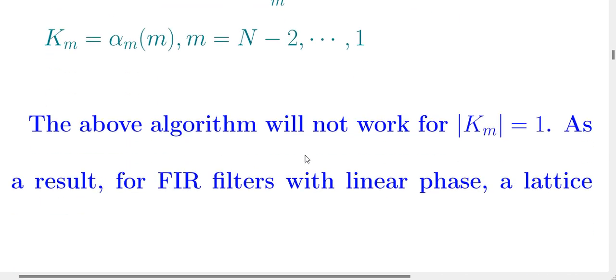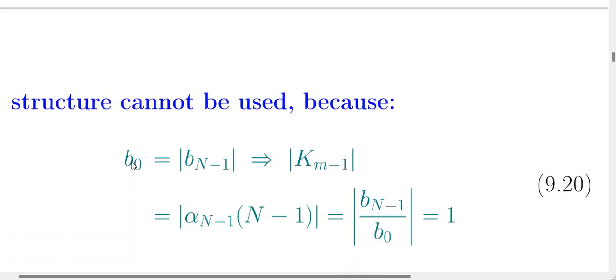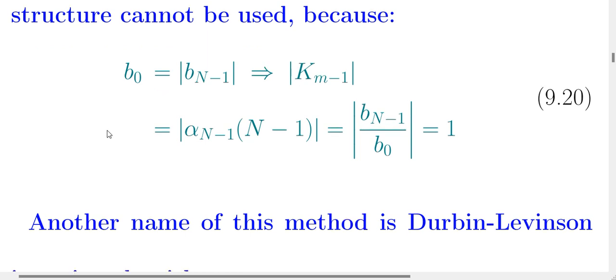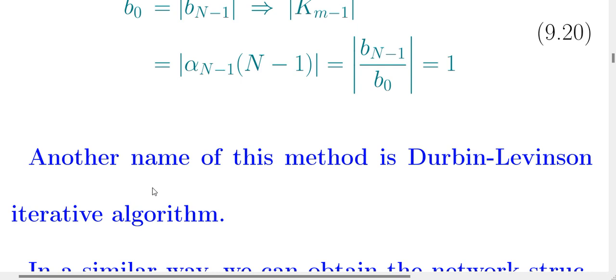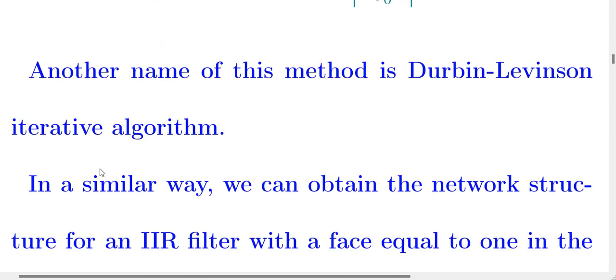The above algorithm will not work for absolute value of km being equal to 1. As a result, for FIR filters with linear phase, a lattice structure cannot be used because B0 is equal to plus or minus Bn minus 1. So we will have absolute value of K n minus 1 equal to absolute value of alpha n minus 1 of n minus 1, which is equal to Bn minus 1 over B0 absolute value, which is equal to 1. That's why. Another name of this method is the Durbin-Levinson iterative algorithm.